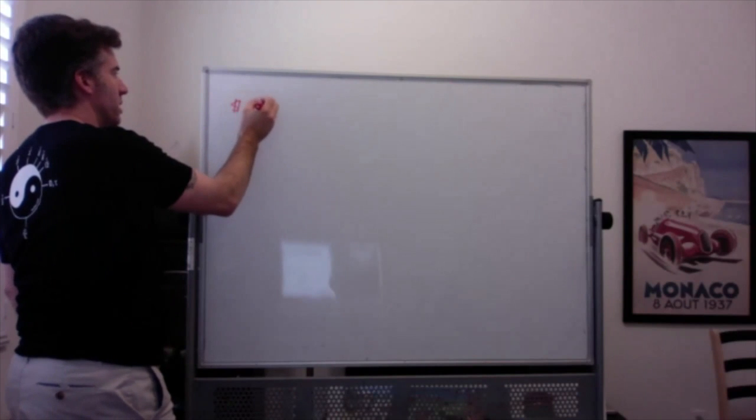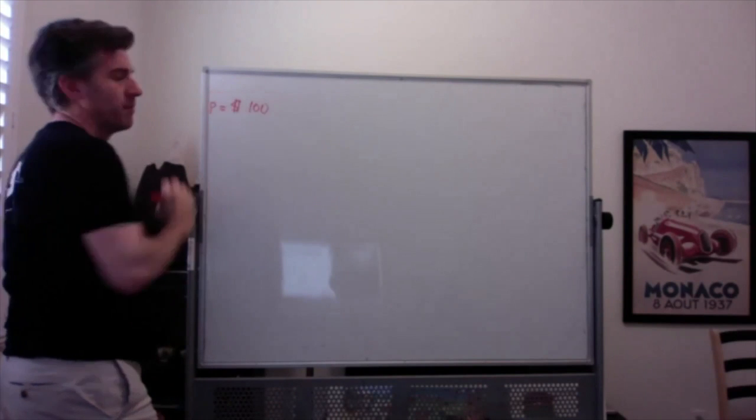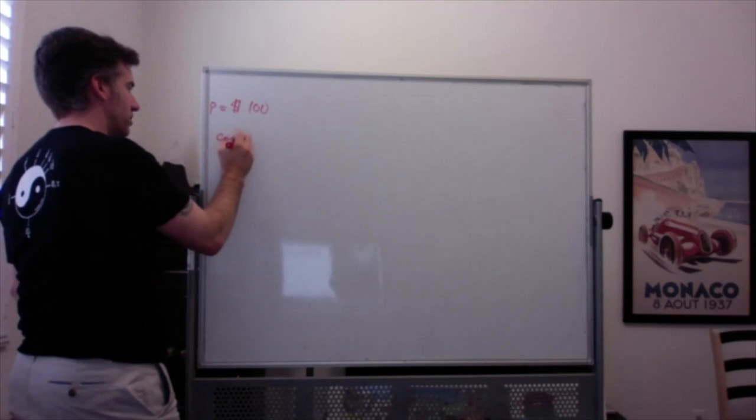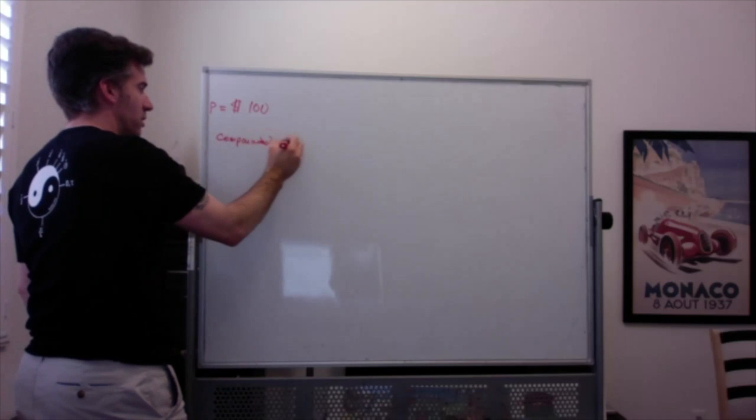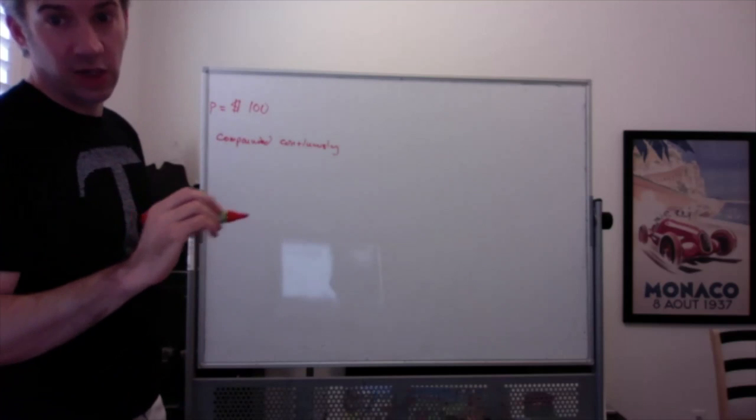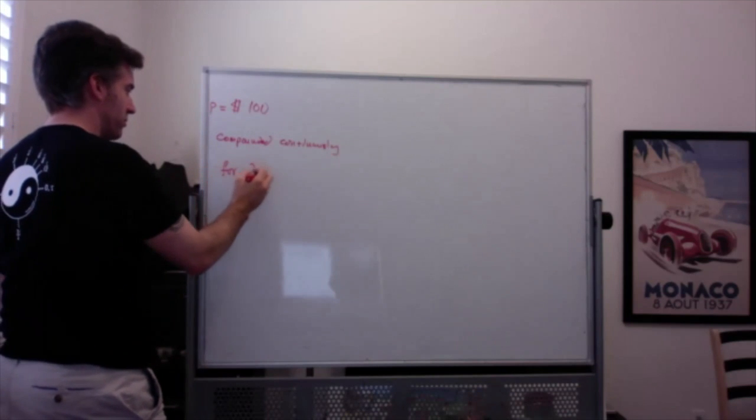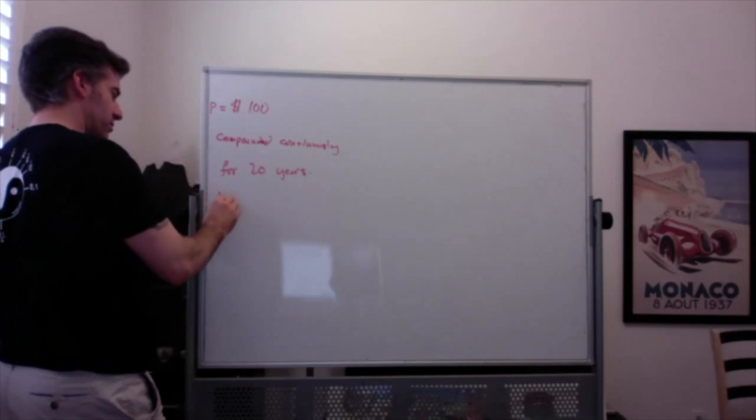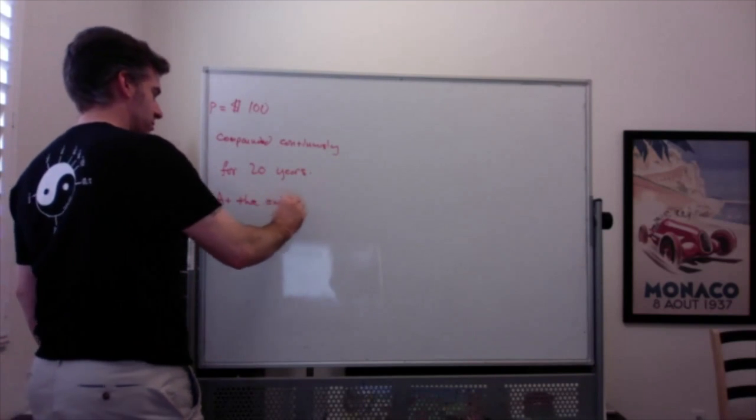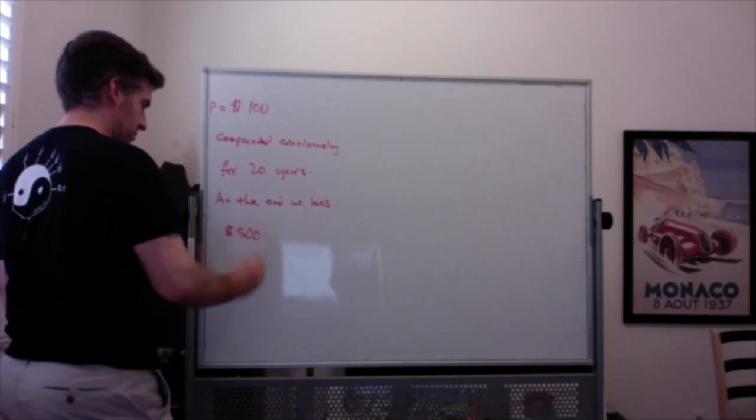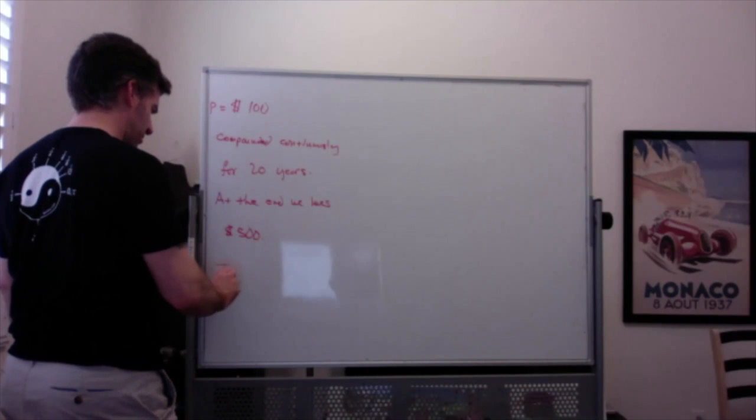So let's look at this next question. Suppose you invested $100. So our principal is $100 into a savings account that compounds continuously for 20 years. And then at the end of that 20 years, we have $500. What was the interest rate?